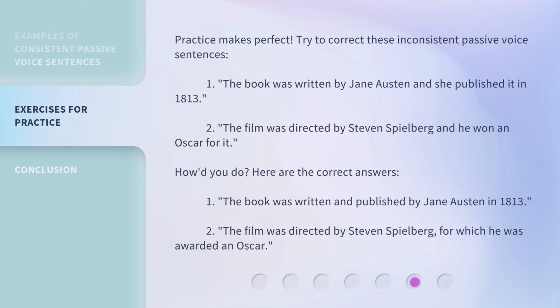Practice makes perfect. Try to correct these inconsistent passive voice sentences. 1. The book was written by Jane Austen and she published it in 1813. 2. The film was directed by Steven Spielberg and he won an Oscar for it. How'd you do? Here are the correct answers. 1. The book was written and published by Jane Austen in 1813. 2. The film was directed by Steven Spielberg, for which he was awarded an Oscar.